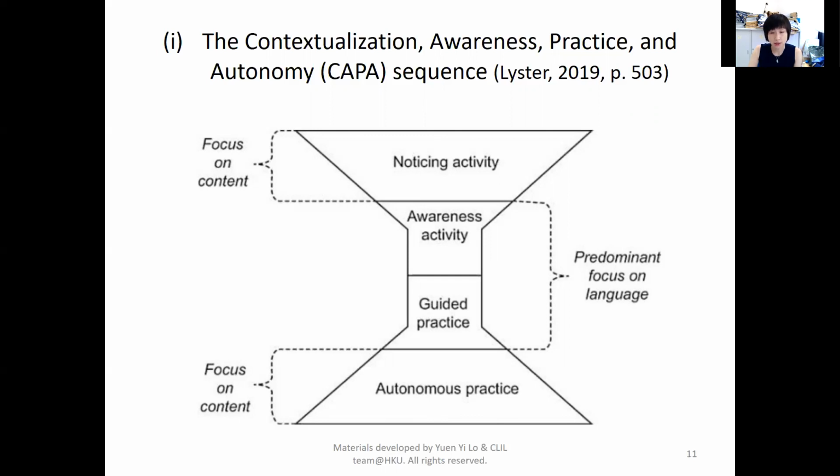Throughout the 4 stages, students' attention is shifted from content to language and back to content again, thereby integrating content and language learning.